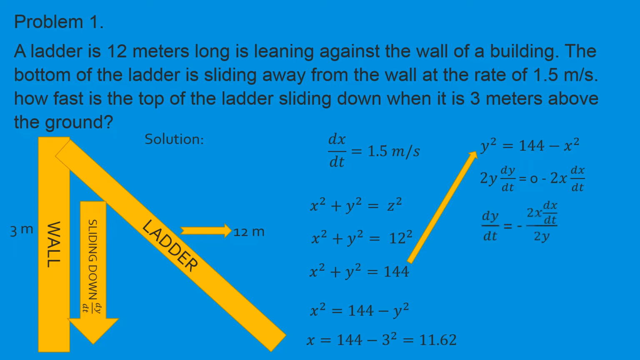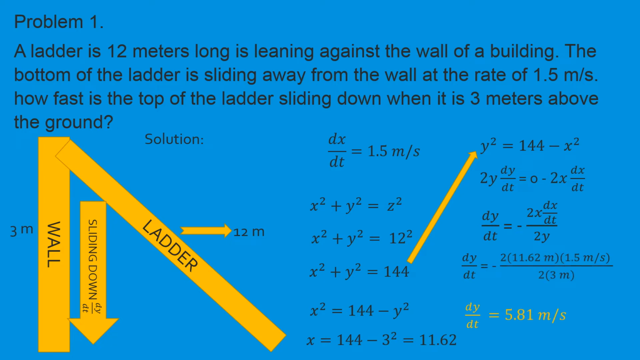After that, we can divide both sides by 2y because what is being asked in the problem is dy over dt, so that the left hand side will have this quantity dy over dt. Dividing both sides by 2y, we now have dy over dt is equal to negative 2x times dx over dt over 2y. At this time, we can use those given quantities for dx over dt, the value of x, and also the value of y to get the value of dy over dt.